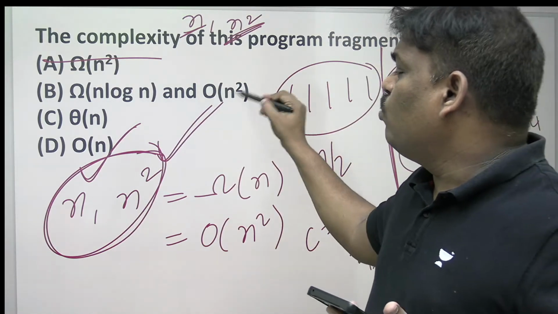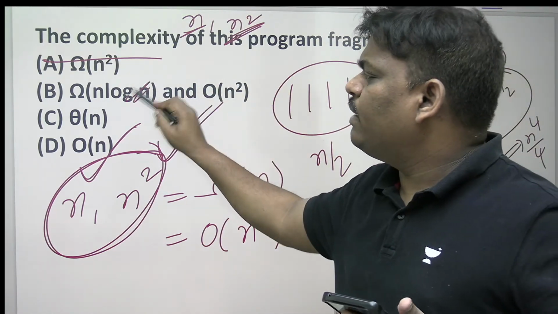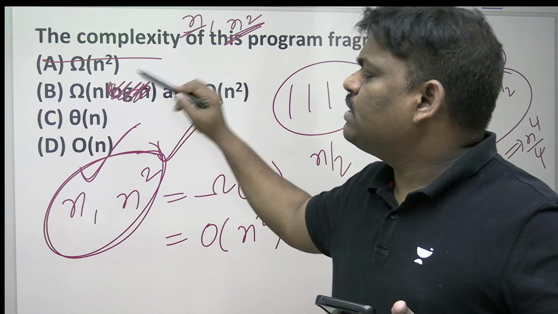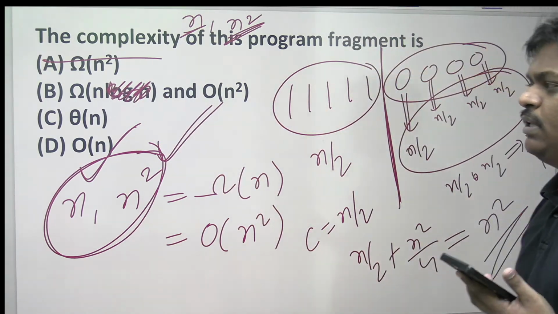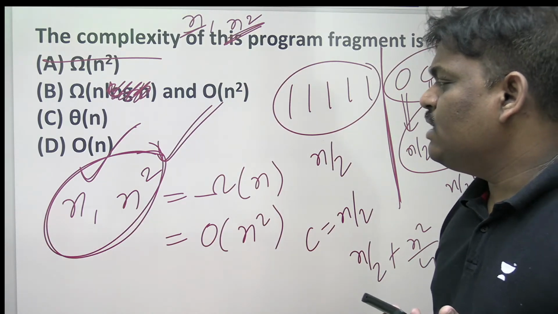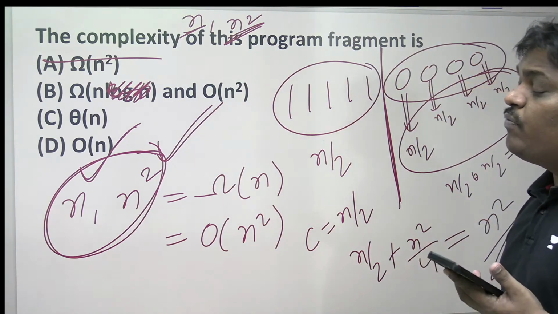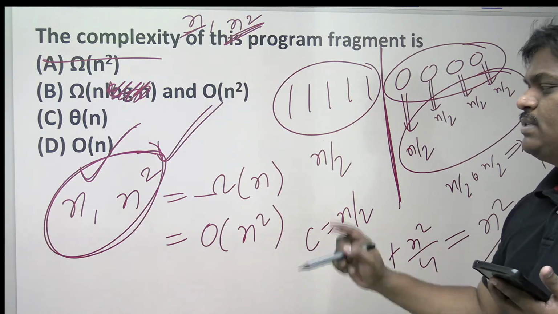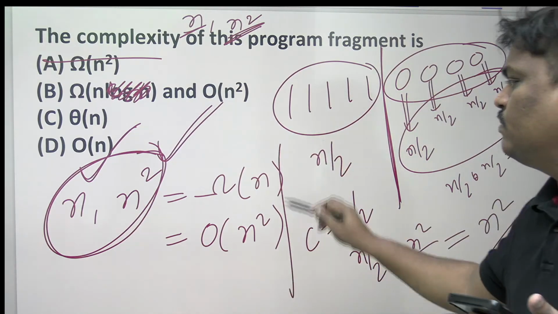Big O of n square, omega of n: this is the answer for this. Theta of n is wrong. Big O of n is also wrong. This is the answer for this.